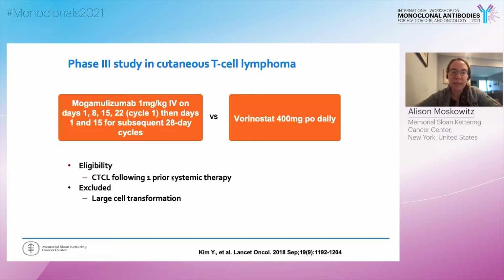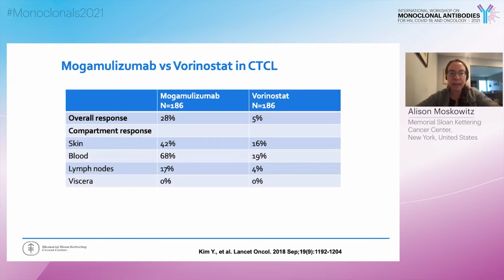So this is a drug that's FDA approved for cutaneous T-cell lymphoma, and that was based upon this phase 3 randomized study in which mogamulizumab was compared to what was considered to be a standard of care in T-cell lymphoma, which is vorinostat. And this was specifically for patients with cutaneous T-cell lymphoma who had received one prior systemic therapy. And what was found was that the mogamulizumab was much more effective in treating cutaneous T-cell lymphoma compared to the standard treatment, whereas the overall response rate was 28% compared to 5%.